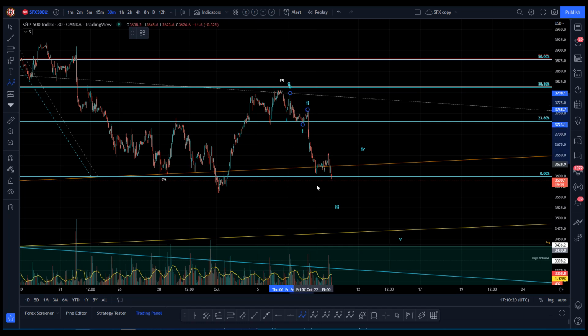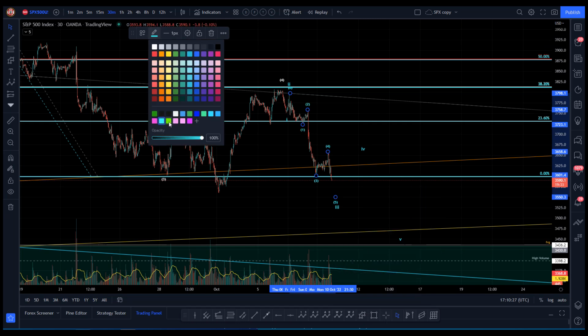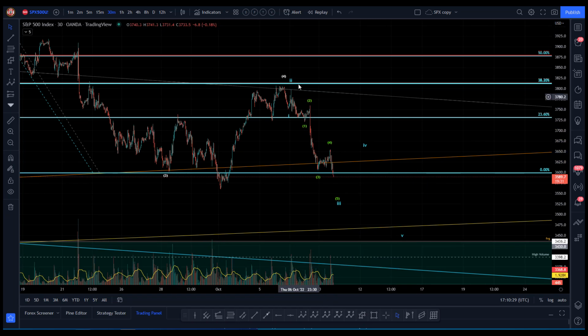Okay, so from here we've got internal 1, 2, 3, 4, working on 5. Let's get that down a degree. We'll go sub-micro and see if I can change colors without screwing it up. So 1-2, looks like 1-2-3-4-5. That gives us a candidate here for that 3.